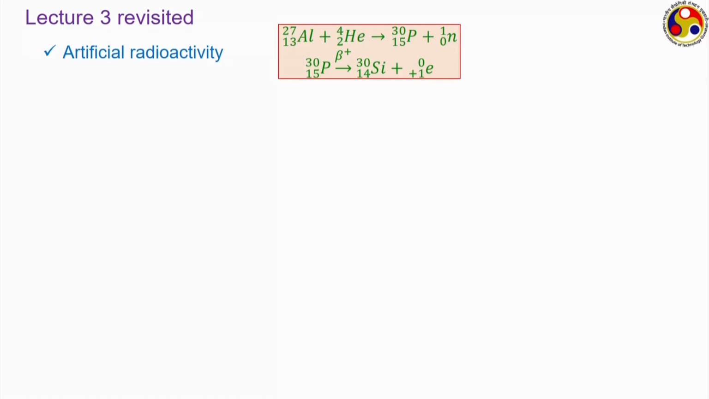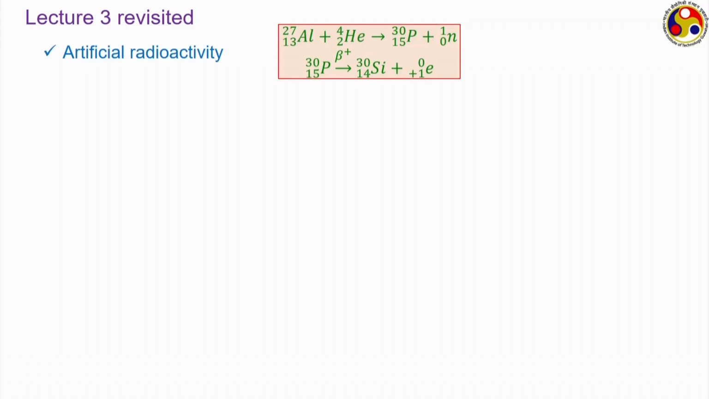However, in the third lecture, you were introduced to the very interesting topic of artificial radioactivity or induced radioactivity, where any stable isotope can be forced to display radioactive behavior by striking it with a suitably chosen high energy particle. Like we have seen in the examples. If we quickly revisit lecture 3, artificial radioactivity was first introduced by the daughter of Marie and Pierre Curie, Irène Curie, with her husband Frédéric Joliot.